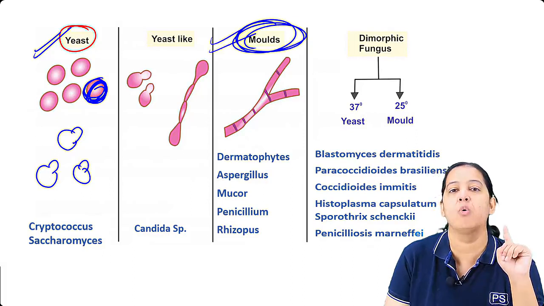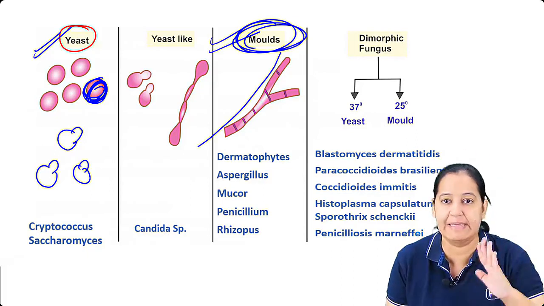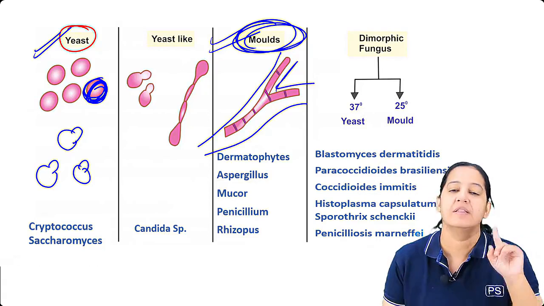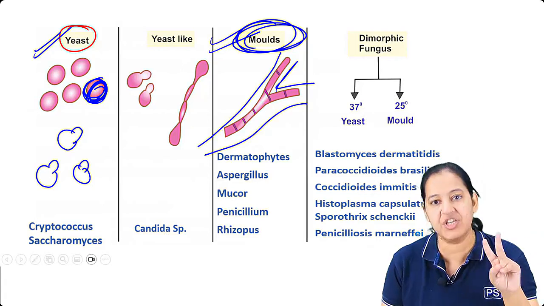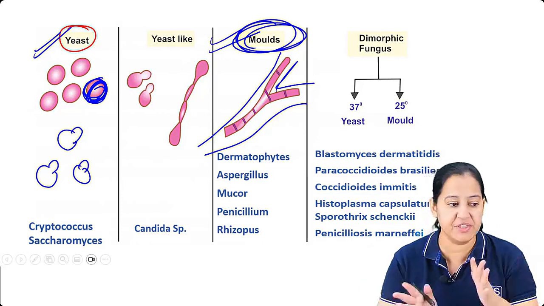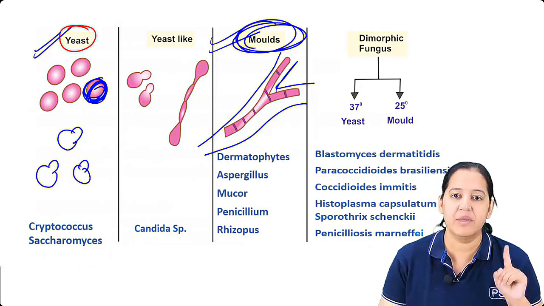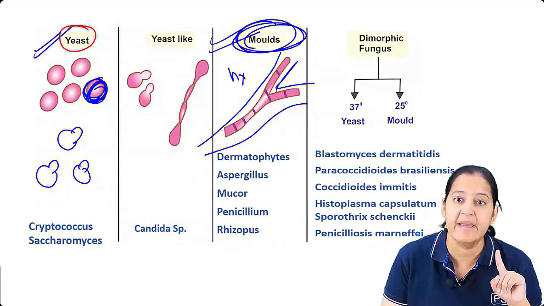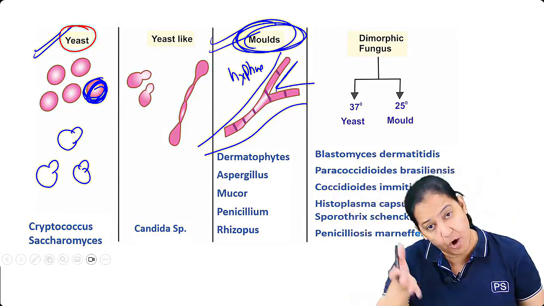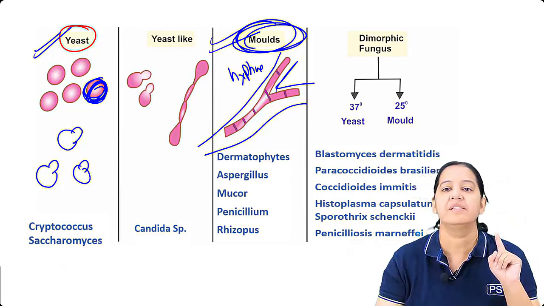These are known as moulds. What are moulds? The shape is elongated, not spherical. Number one, they have branches. They are elongated, they are branching, and they divide by hyphae formation. These branches are known as hyphae. So here we have hyphae, we don't have budding. So these are spherical with budding, and these are elongated with hyphae. Did you understand? So yeast and mold.